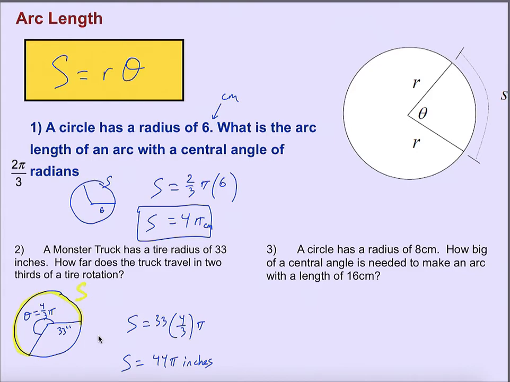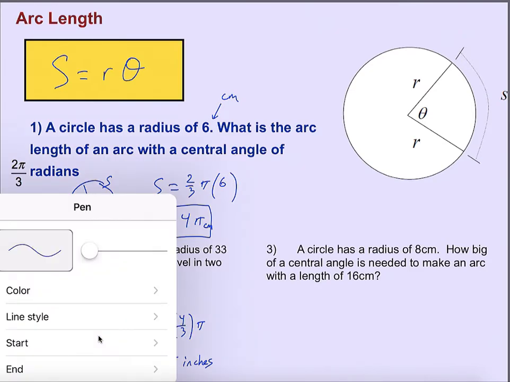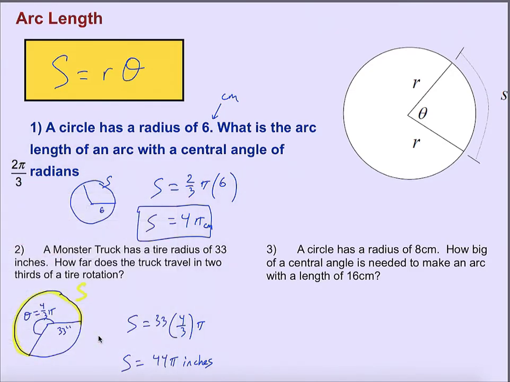And the last example we'll see here, if a circle has a radius of 8 centimeters, so we'll put a circle here with a radius of 8. How big of a central angle is needed to make an arc with a length of 16 centimeters? So I want an arc around here that is 16 centimeters long. How far around do I need to travel to make that happen?